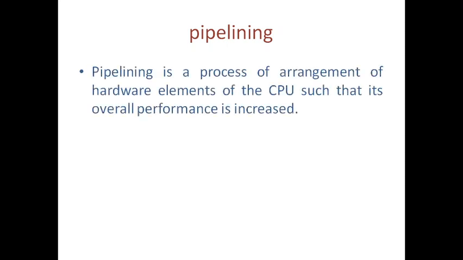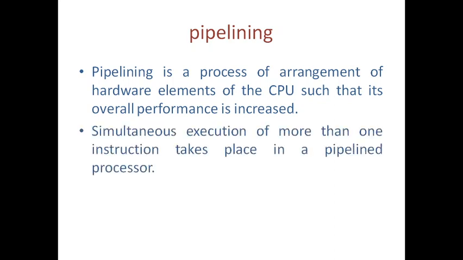So we know that there are basically two types of methods to improve the performance of a computer. The first one is you can change the hardware accordingly, or else you can use the concept of pipelining. So what is pipelining? Pipelining is a process of arrangement of hardware elements of the CPU such that its overall performance is increased. We can use the concept of pipelining to improve the performance.